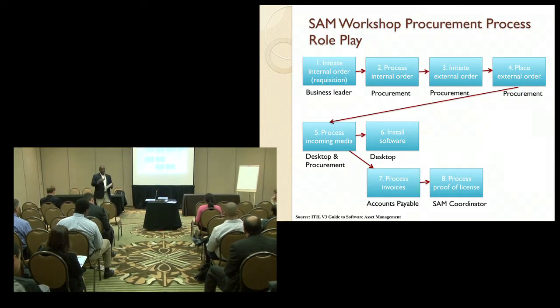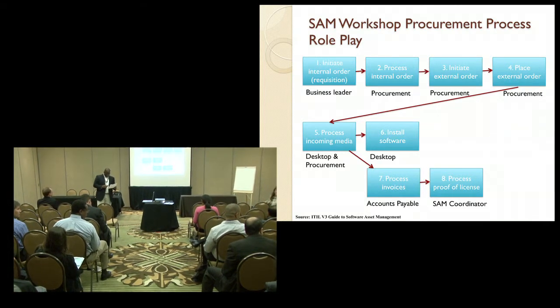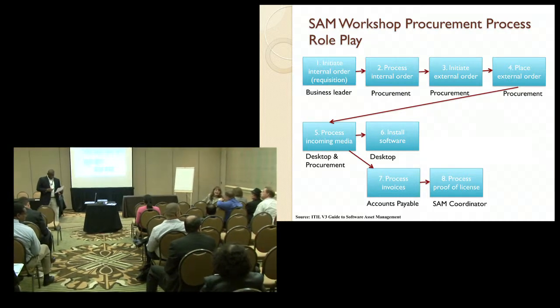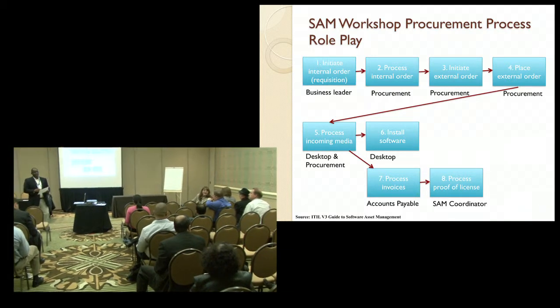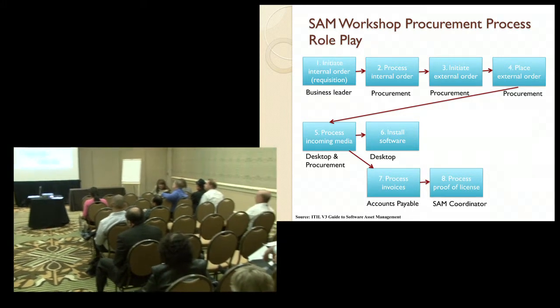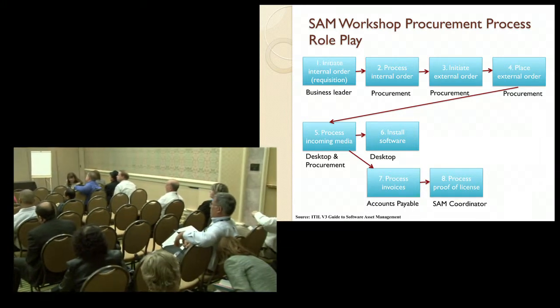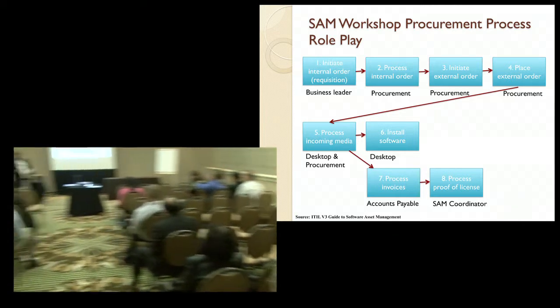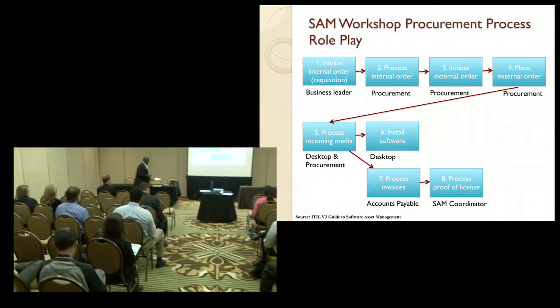Accounts payable, anyone? I am in the accounts payable system and processed an invoice for 50 Microsoft Office licenses. Desktop 1: I'm in the desktop system and installed 50 Microsoft Office licenses. Desktop 2: Proof of license updated in the system.